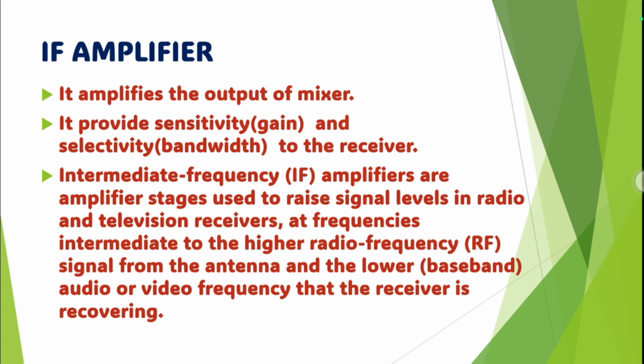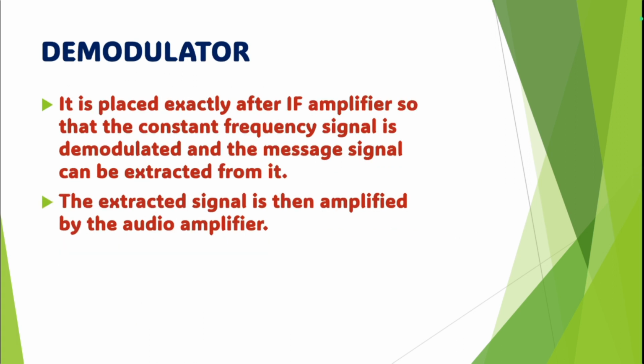Okay. So next we come to our demodulator. Demodulator is nothing but one type of detector. So what's the function of the detector? It is placed exactly after the IF amplifier so that a constant frequency signal is demodulated and the message signal can be extracted from it.